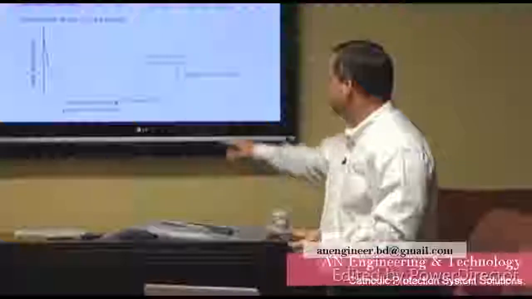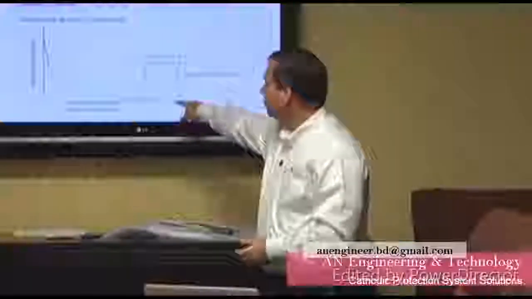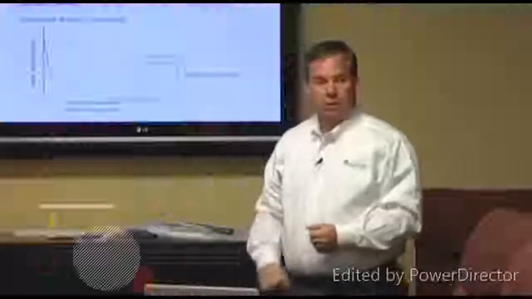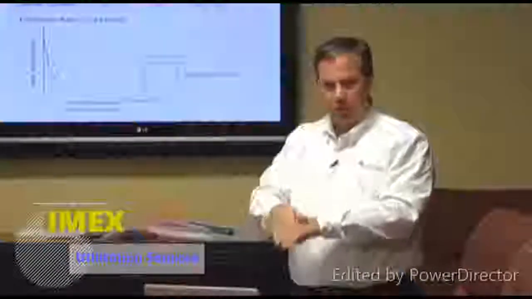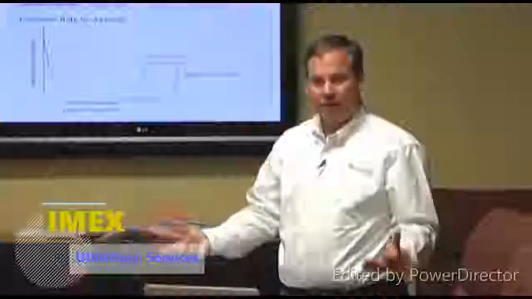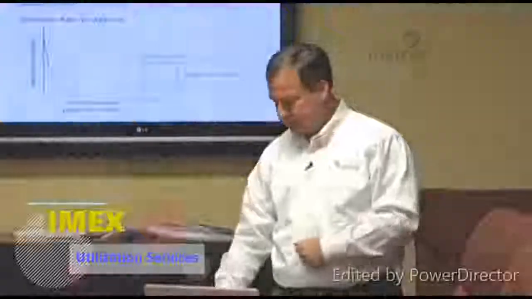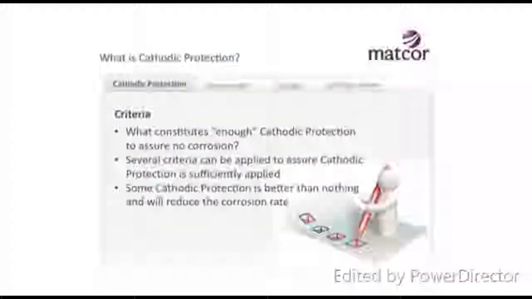So that's this side over here, where I start showing the corrosion rate starts to increase at some point if you're starting to apply too much current. But the goal is to apply enough current to get that corrosion rate down to where it's functionally zero. At that point, we say it's cathodically protected. And we use the term criteria. What constitutes enough cathodic protection? At what point do I have enough light on the structure that that corrosion rate is effectively zero?